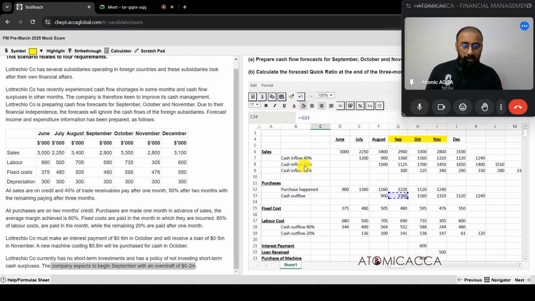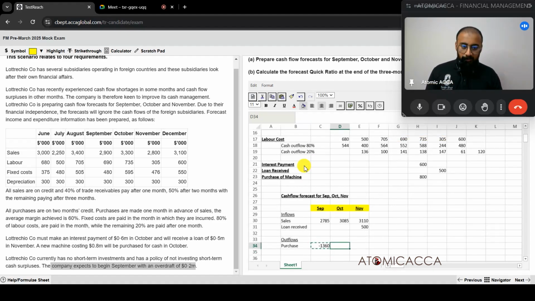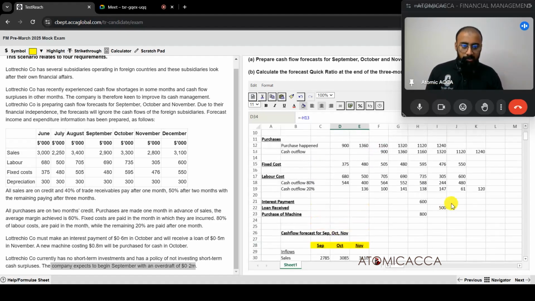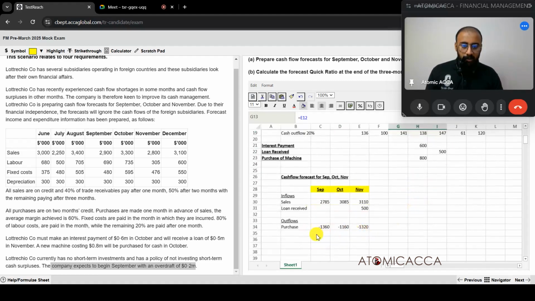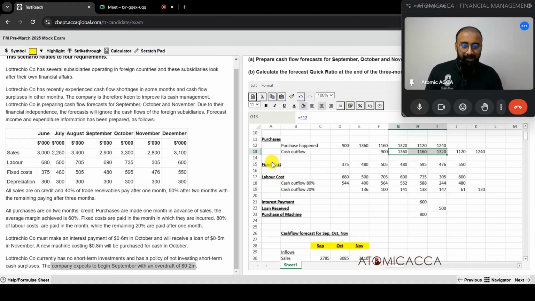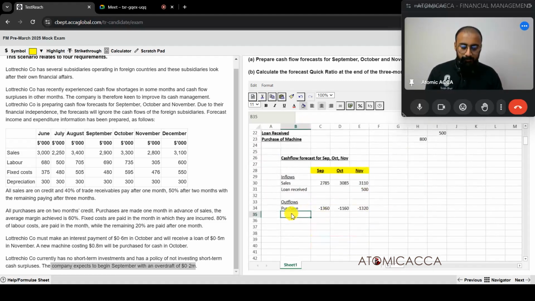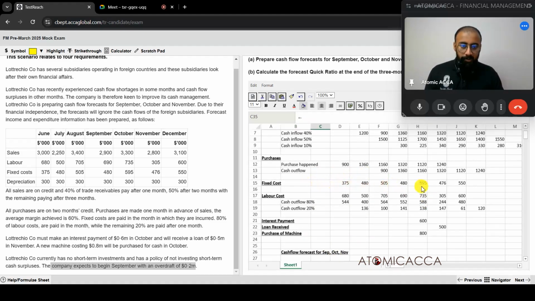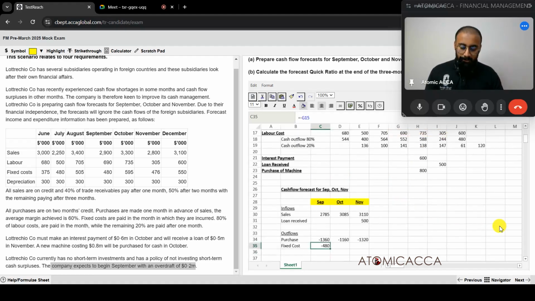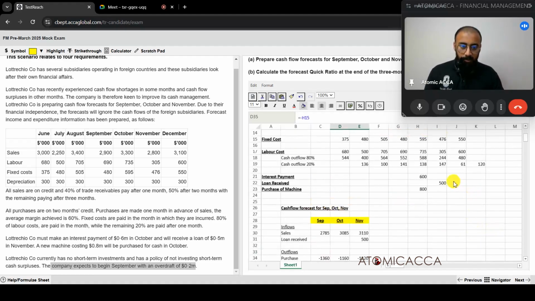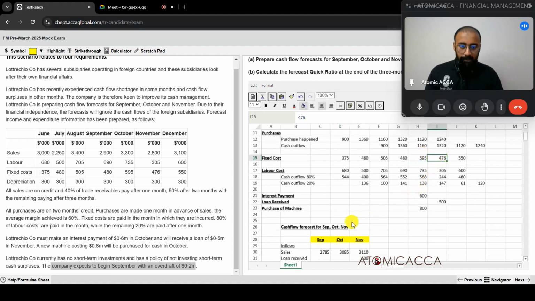And which all months? September, October, November. For September, 1360 is the payment, and if we take for the other months, we'll have 1160 and 1160 and 1320. So we have the purchase outflows ready. The next outflows are coming for fixed cost. Fixed cost equals to negative fixed cost. In September, there is a fixed cost of 480. So if I take it for the other 2 months, it will be 595 and 476. So that's ready.